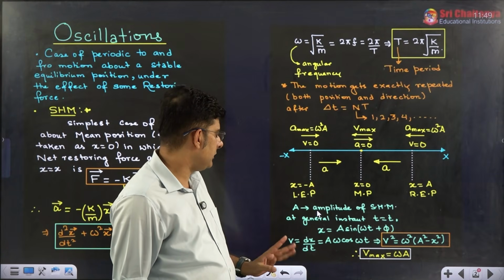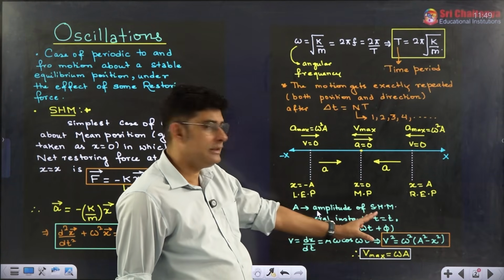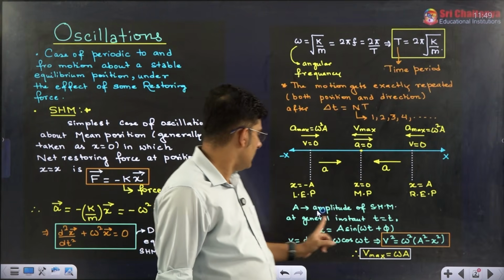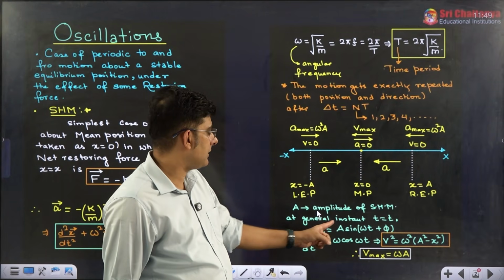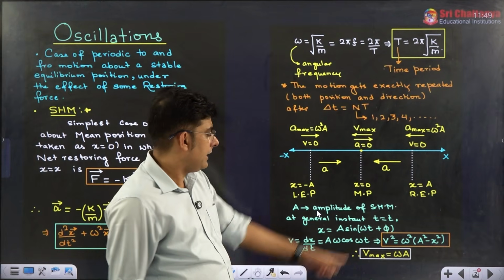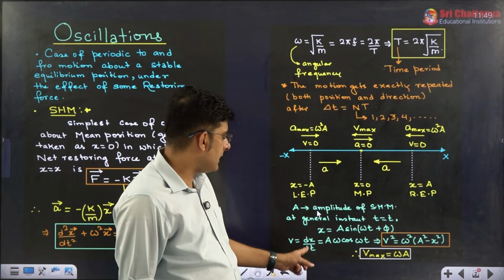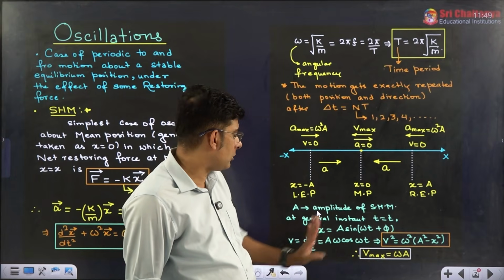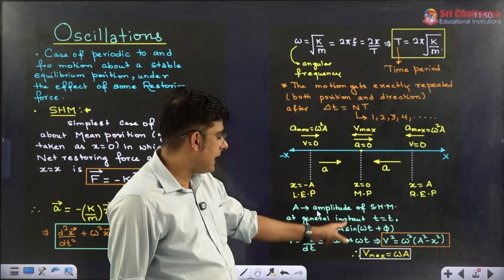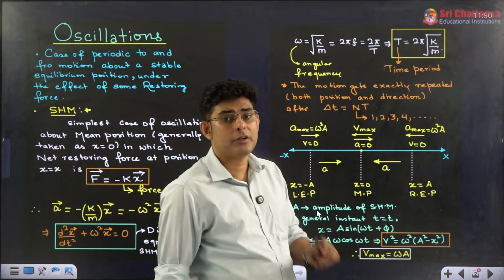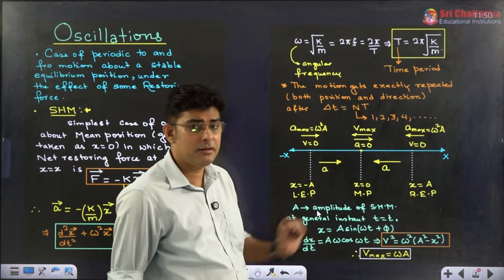A, as I said, is amplitude. In general, at any instant t on this line, in between the extreme positions, the position of the particle can be represented as A sin(omega t plus phi). Omega t plus phi is called the phase angle. Velocity is dx by dt, which we can write as A omega cos(omega t plus phi). So if you square both and add, you will get v square equals omega square (A square minus x square), one of the most important equations of this chapter.